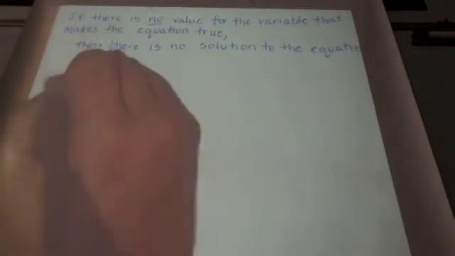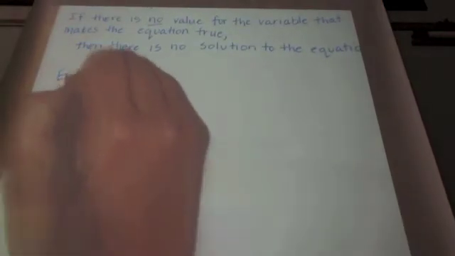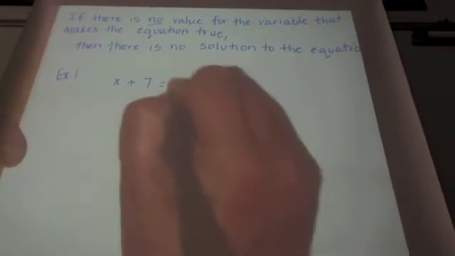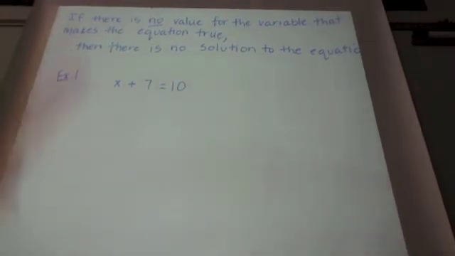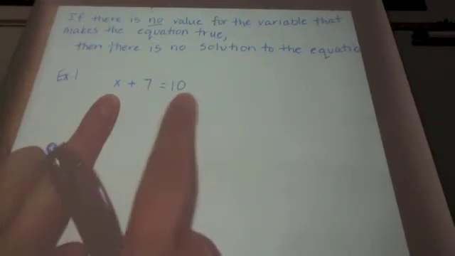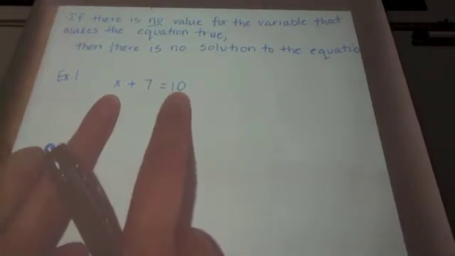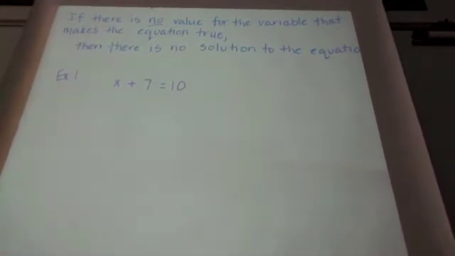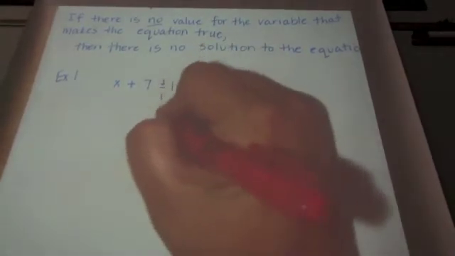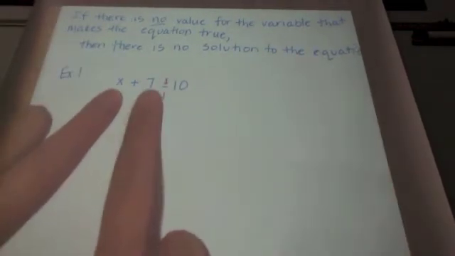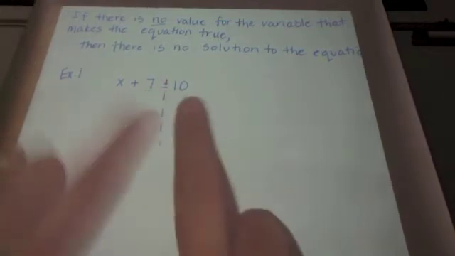Example number 1 is going to be x plus 7 equals 10. Okay, so we have a mathematical statement, x plus 7. We have a mathematical statement, 10. And we have an equal sign. So I like to start off by showing myself where that equal sign is, drawing a line just so I remind myself. This is one side of the equation, x plus 7. 10 is the other side of the equation.